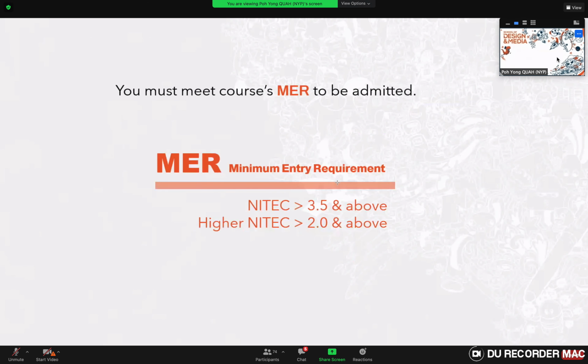Let's take a look at the minimum entry requirement. What it means is that before you're enrolled, regardless of exercise, this is the GPA for NITEC students and for Higher NITEC. Of course, if you don't do so well, quite close to this, you can still apply, but that's subject to availability.